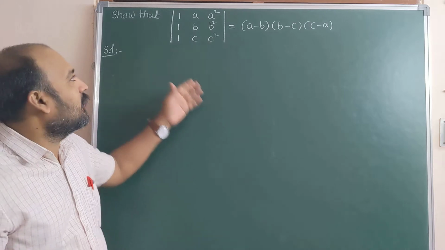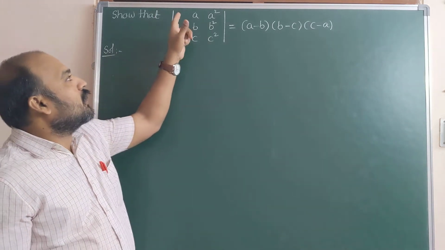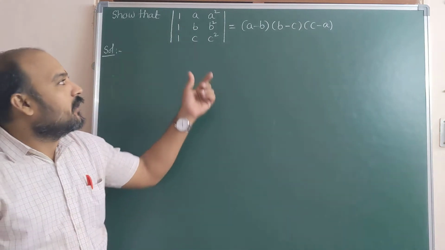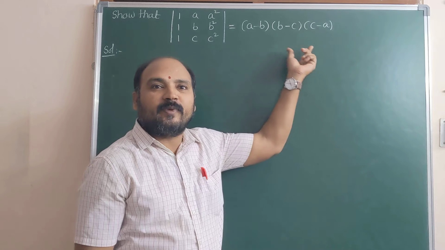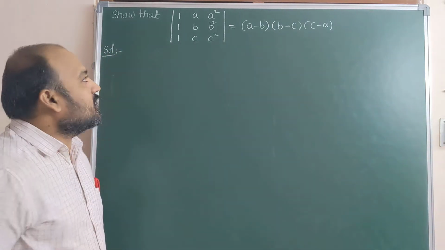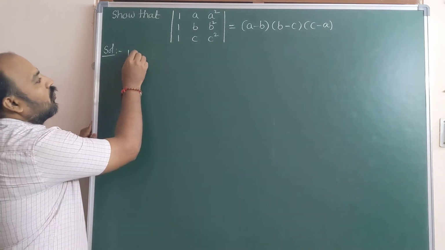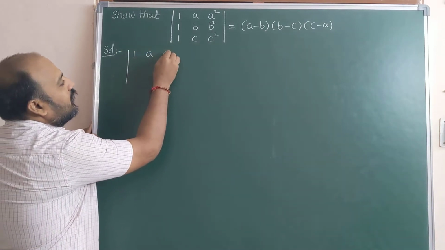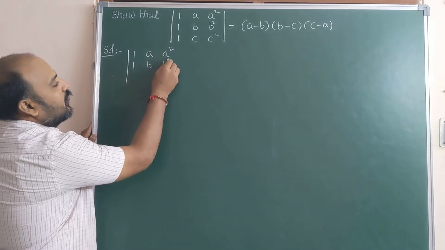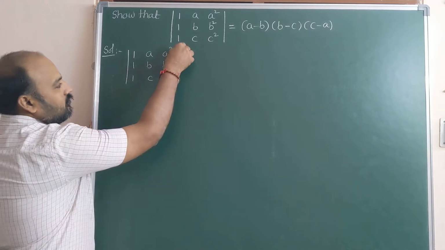The first question here: show that the determinant of [1, a, a square; 1, b, b square; 1, c, c square] is equal to (a minus b) into (b minus c) into (c minus a). So, you first consider LHS: 1, a, a square; 1, b, b square; 1, c, c square.